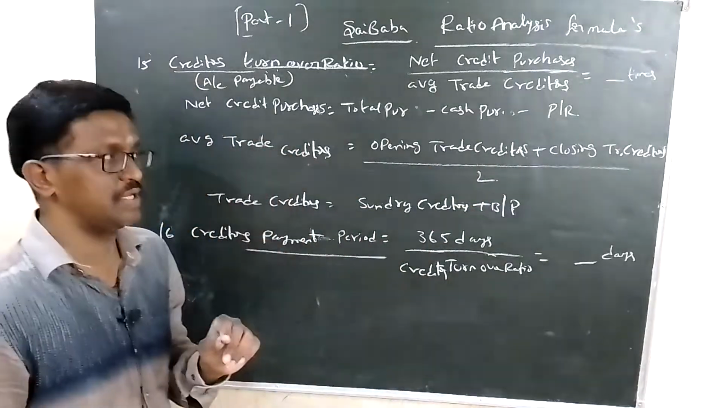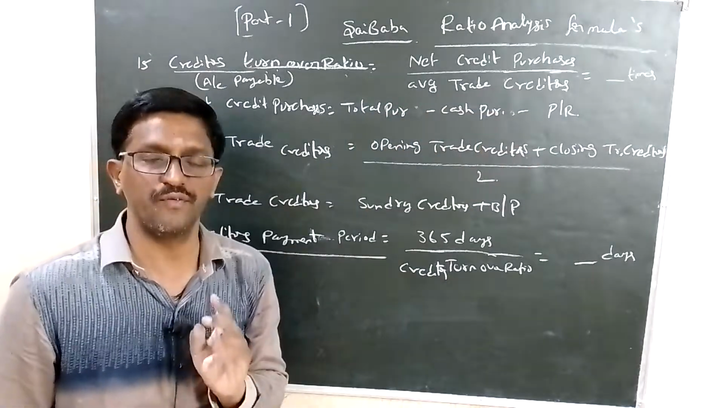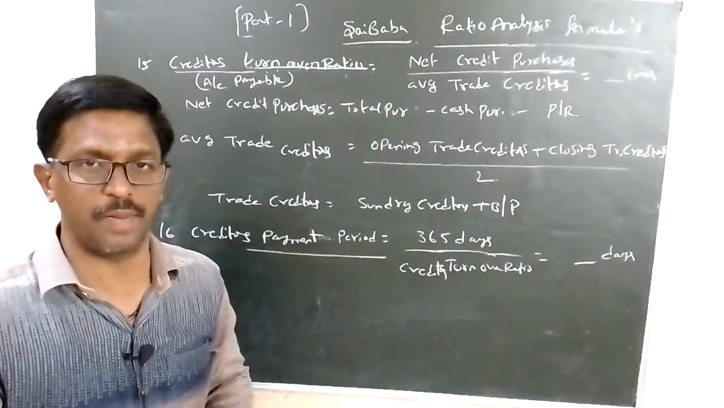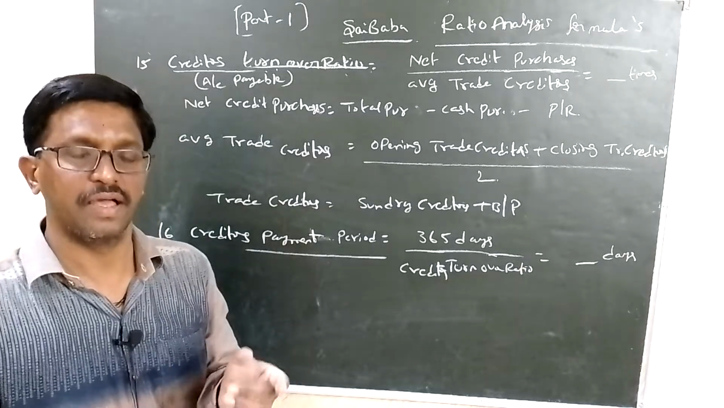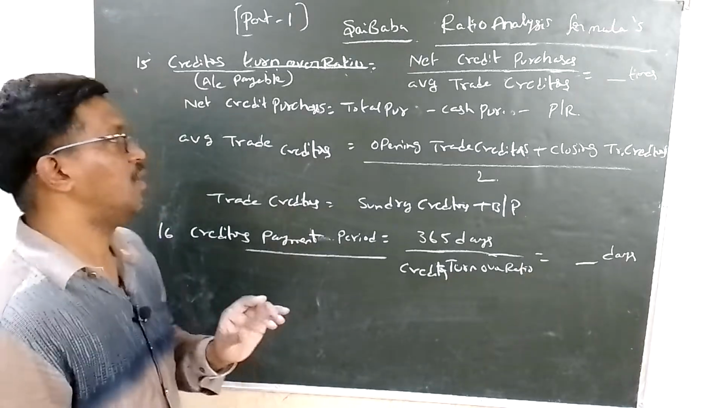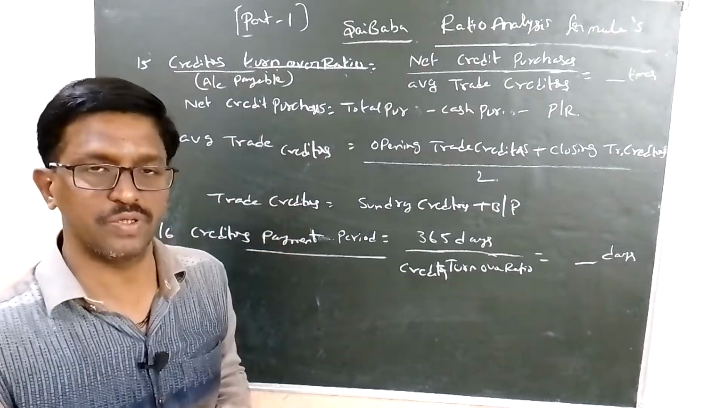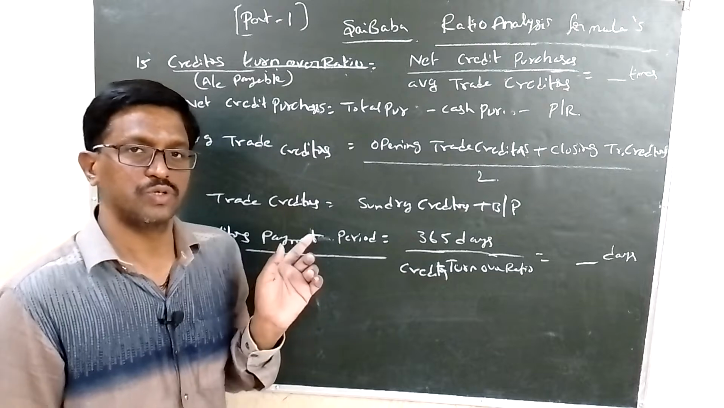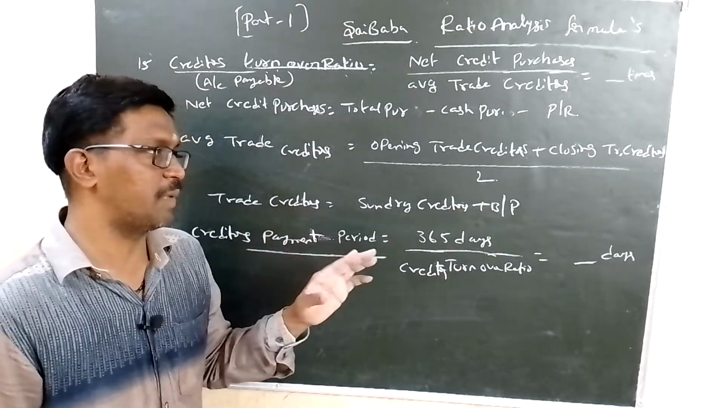Okay. Next, average trade creditors. If 2 years of information is given in the problem, then only we take the average. If 1 year of information is given, take creditors plus bills payable. So average trade creditors equals opening trade creditors plus closing trade creditors by 2. Here, trade creditors equal sundry creditors plus bills payable.